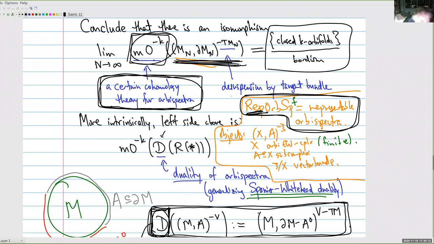What does the adjective representable apply to, and what does it mean? So any map of stacks, you can ask whether it's representable. Here I'm only caring about orbispaces, which are just stacks which are locally the quotient of a topological space by a finite group. And in that setting, it's equivalent to saying the map on isotropy groups is injective.